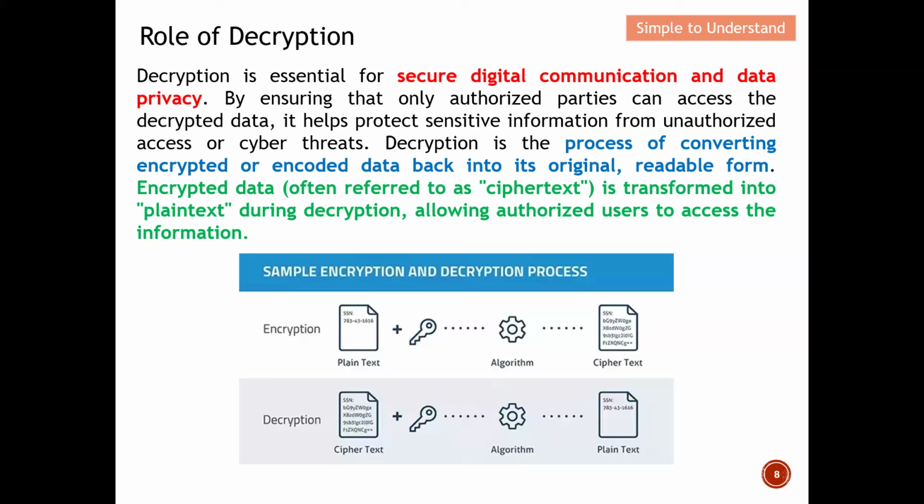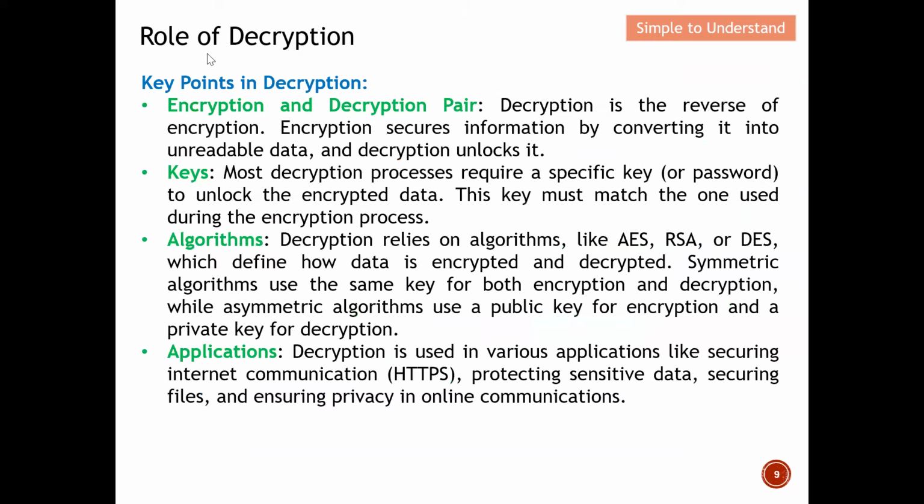Therefore, we need to have the encryption and also decryption in order to ensure that our data are private and secure. So, coming to the key point in decryption: encryption and decryption actually work as a pair. Decryption is the reverse process of encryption.